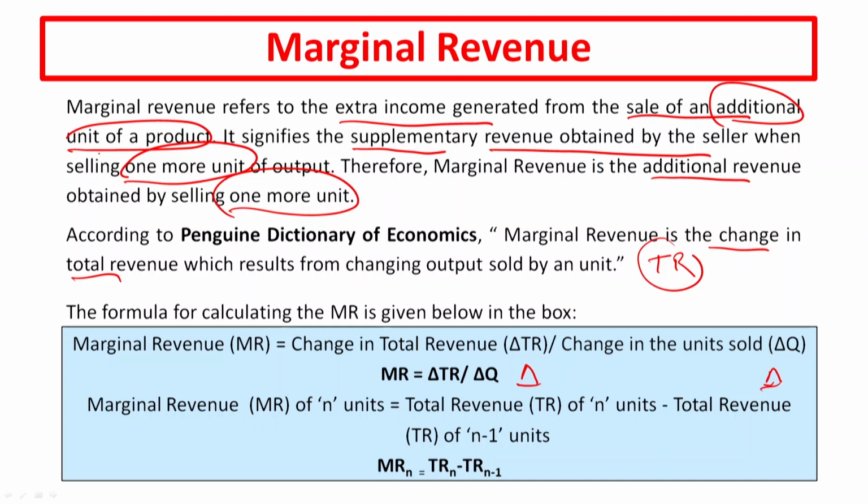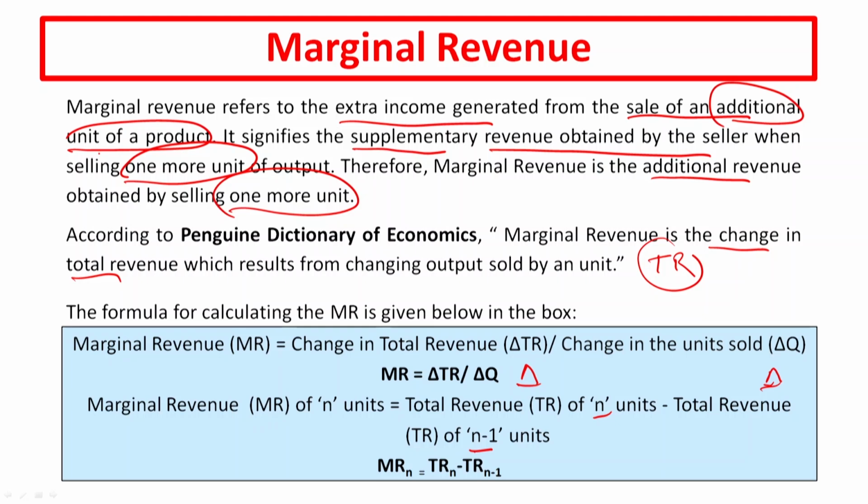Marginal revenue of n units can be calculated in this shape: total revenue TR of n units minus total revenue TR of n minus 1, as you can see on the screen, n and n minus 1. So the formula is TRn minus TRn minus 1, which means the additional unit you have produced and the revenue you are generating from that additional unit is marginal revenue.